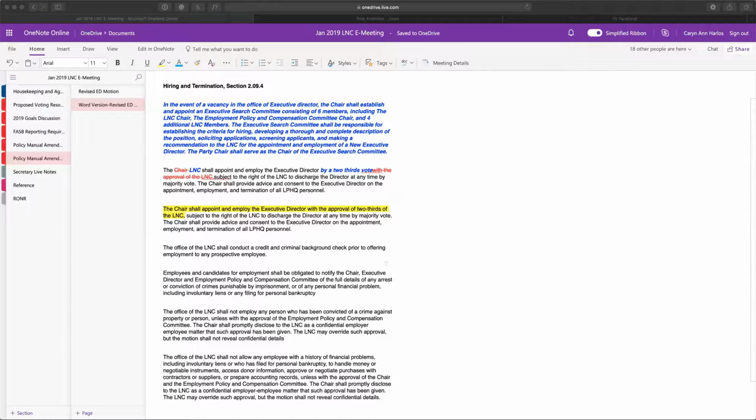Dr. Lark, would you like to appeal the ruling of the chair? I would, Mr. Chairman. Okay. Dr. Lark is appealing the ruling of the chair. I do not need to speak any further to the modified version. Dr. Lark, go ahead. Mr. Chairman, according to our bylaws, the chair has the right to appoint the executive director. The LNC has the right to remove the executive director with a majority vote. I see this as imposing a condition upon the chair that is not consonant with our bylaws. Okay. Would anyone else like to speak in favor of the ruling of the chair?